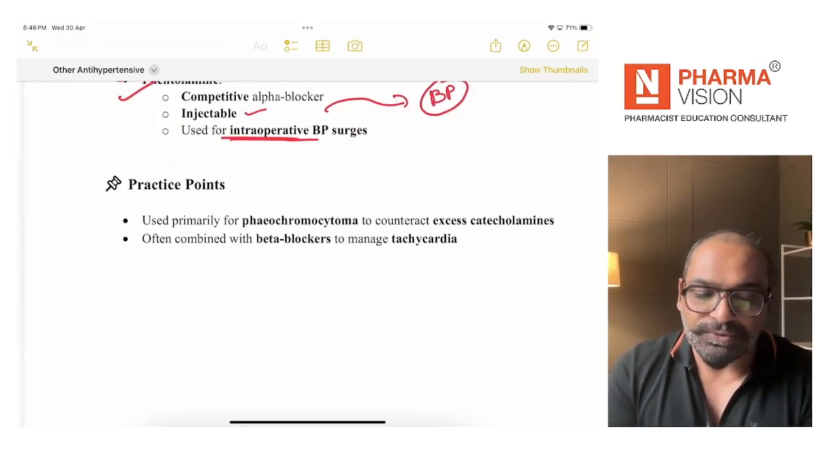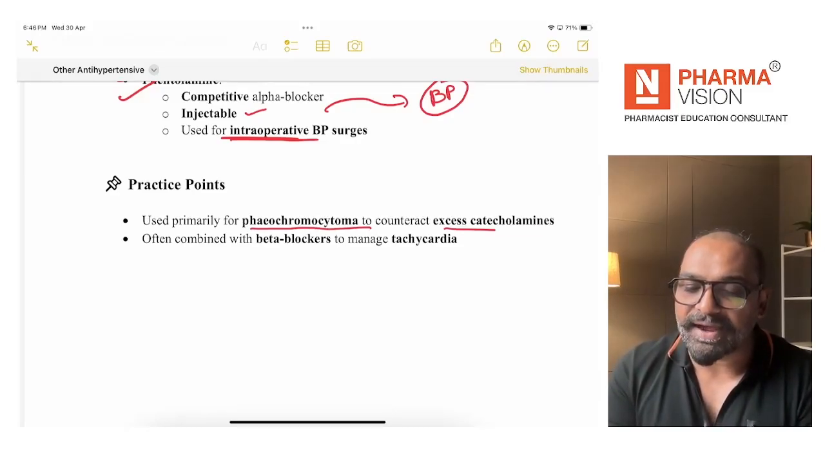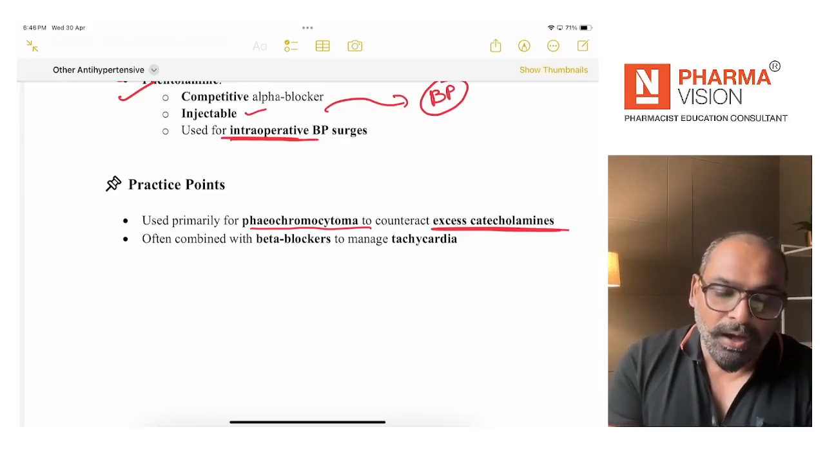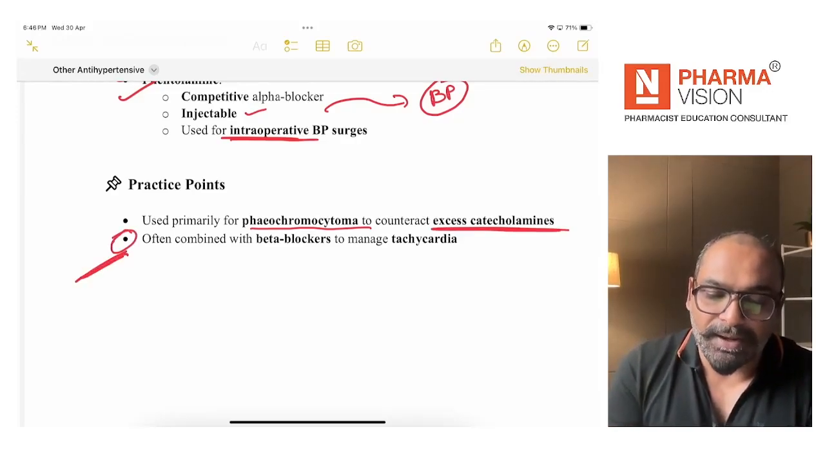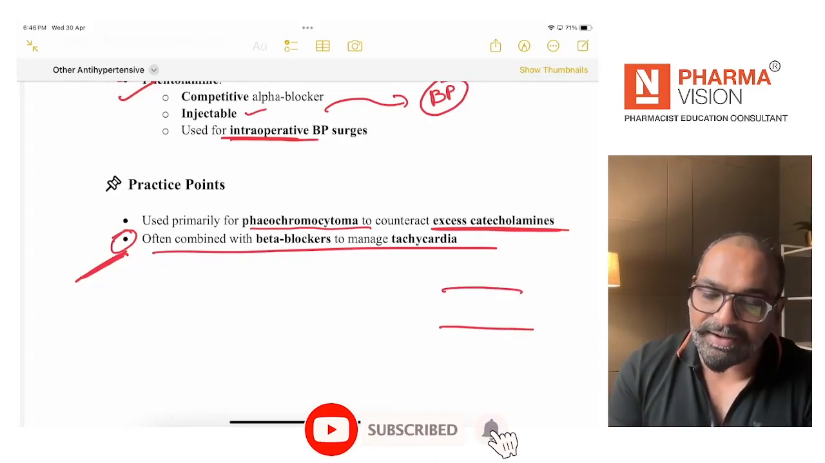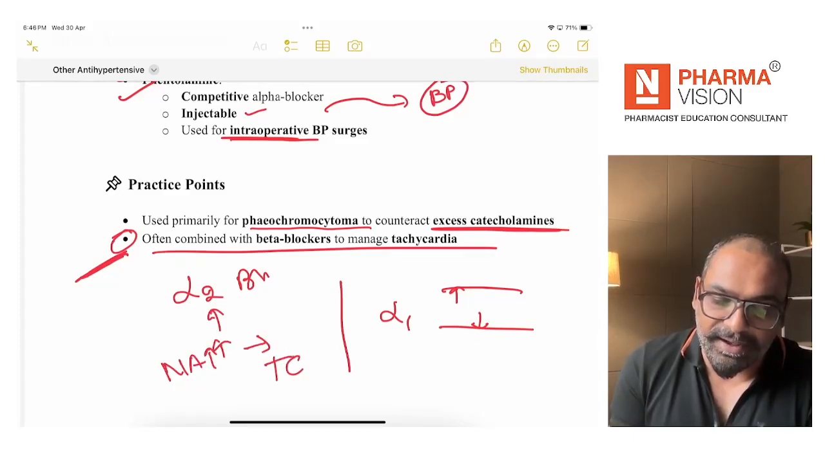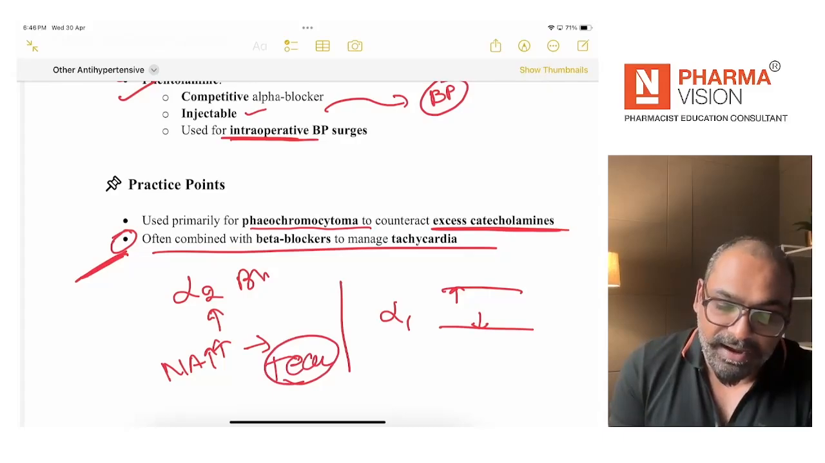It is used primarily for pheochromocytoma to counteract the excessive catecholamines. This is a very important point. It is often combined with beta blockers to manage tachycardia. The vasodilatory effect is achieved through the alpha 1 receptor. Then alpha 2 blocking increases the noradrenaline level, and due to that it causes tachycardia. This tachycardia and other effects of noradrenaline can be controlled with the help of beta blockers.